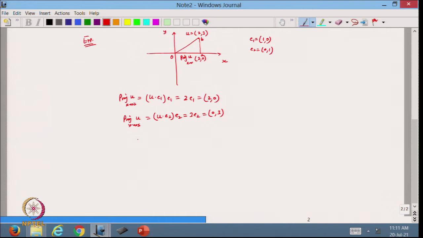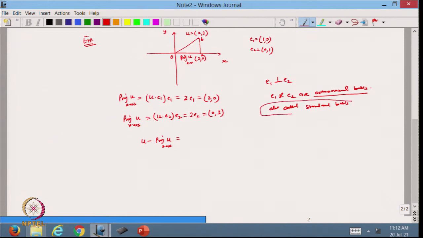Also, let us see what happens if I take u and remove this part from u. I will write u minus the projection of u on the x axis. I know that the x axis and y axis are orthogonal to each other, that E1 is orthogonal to E2. So, I can say that E1 and E2 are an orthonormal basis and they are also called the standard basis. That is why we know that working with the standard basis is much easier as compared to other bases.